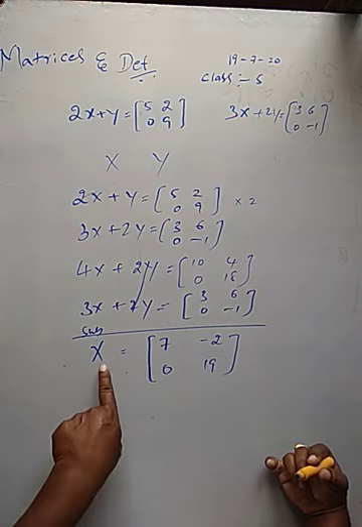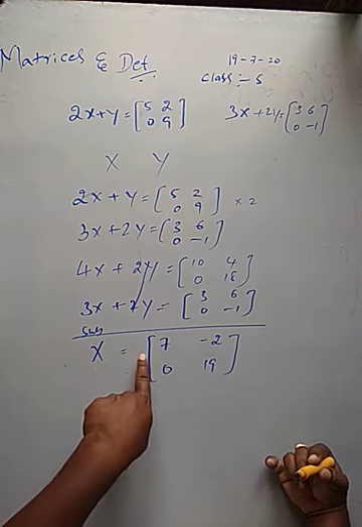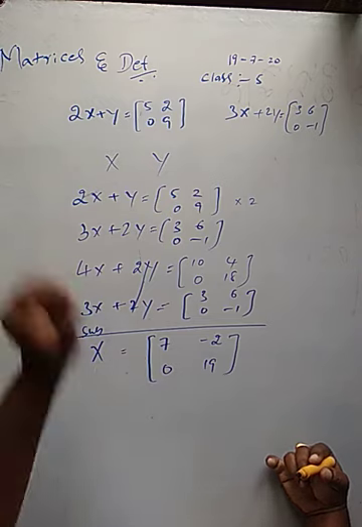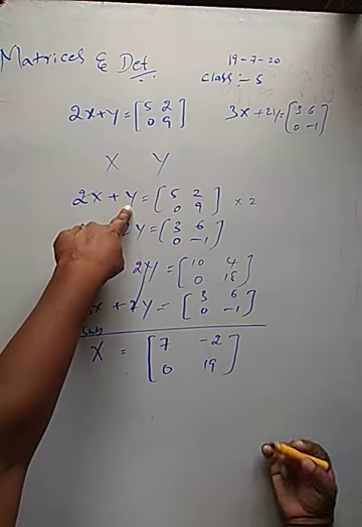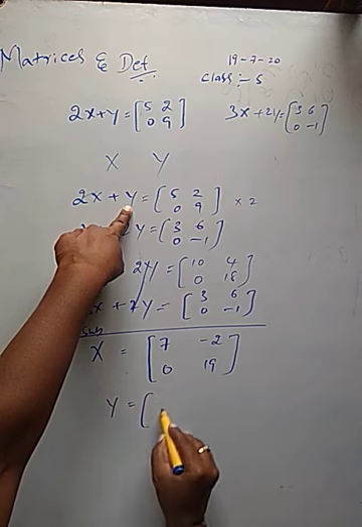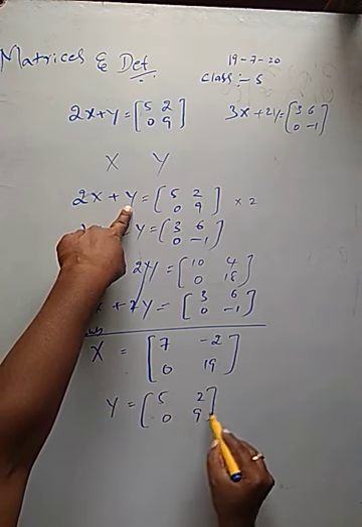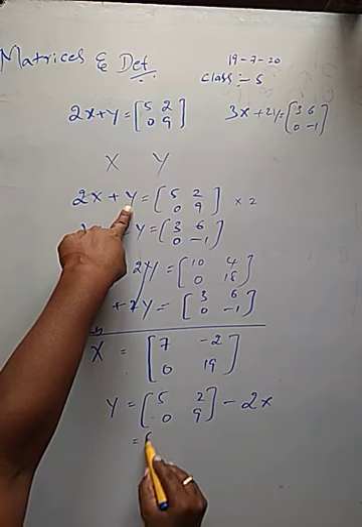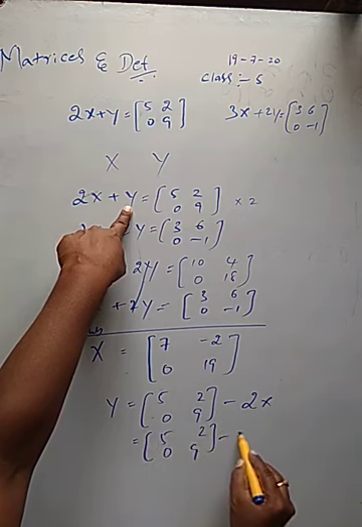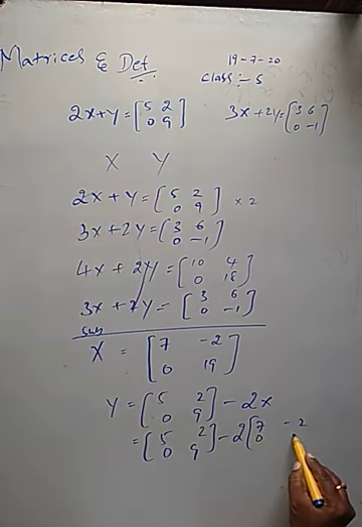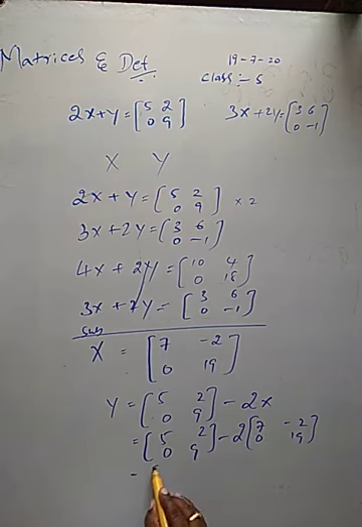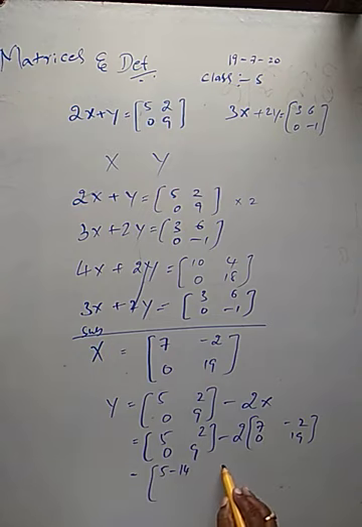Or, we have X and there is no fraction on the RHS, so we can easily substitute in place of X in either of the equations. Anyone. Please take the first equation. Y is equal to [5, 0, 9] minus 2X. That is [5, 0, 9] minus 2 into X, which is [7, minus 2, 0, 19]. Yes. 5 minus 2 fours are 14. 2 sevens are 14.